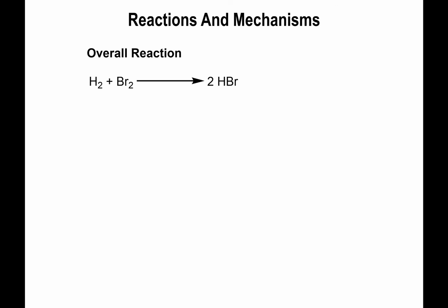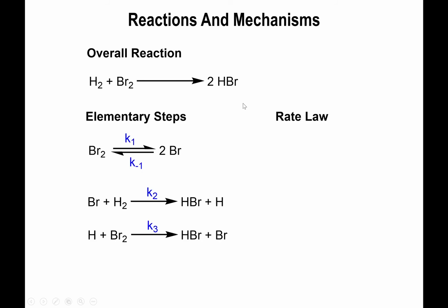All right, now let me show you another example. This is where it gets a little complicated. We have a reaction between H2 and Br2 yielding 2 molecules of HBr. The mechanism is actually a lot more intricate than you would expect, because what happens is that Br2 reacts to basically break its own covalent bond and yield 2 atoms of bromine.